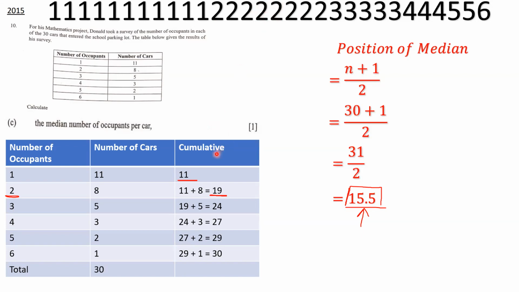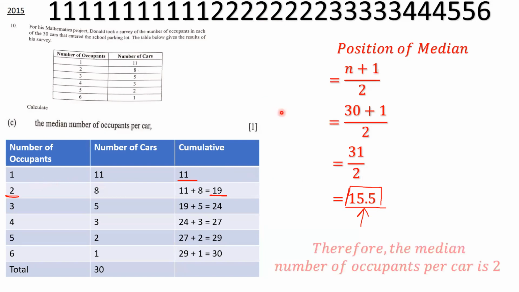So this is one way to do it, right? Looking at the position, right? And the position is 15.5. So that means that it has to be between 11 and 19, right? And any number between 11 and 19 is a 2, right? So that means your median has no choice but to be a 2, right? Because either it's going to be a 2 exactly, or it's going to be the sum of two 2's divided by 2, which is still 2, all right?